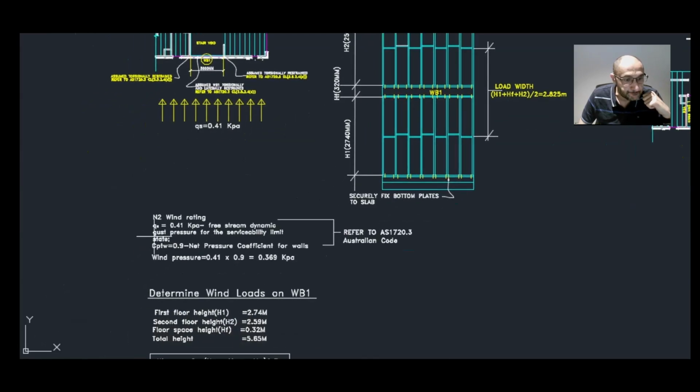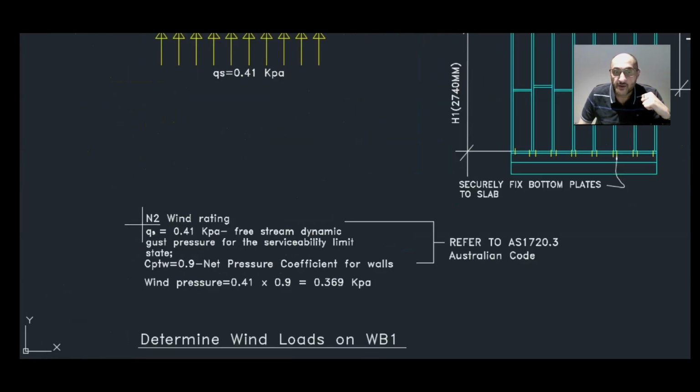Okay, where are we now? Let's determine the wind loads on WB1.